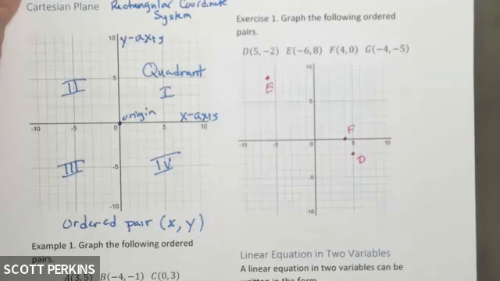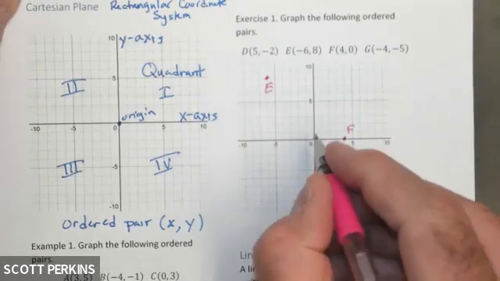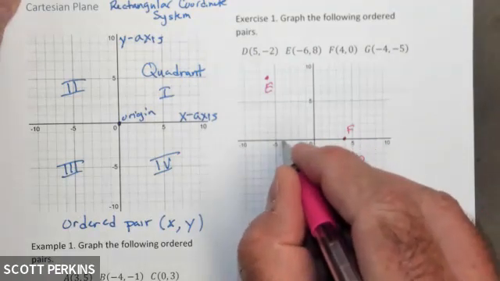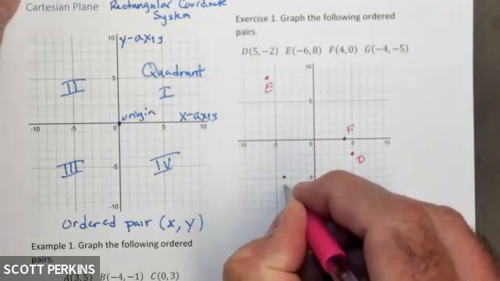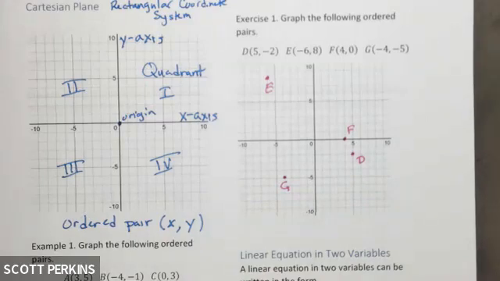And last but not least, G is -4 and -5. So -4 is left 4, -5 is down 5. And so there is point G. Okay. We all comfortable graphing points? We good? Okay, great. That's 50% of graphing a line. You're almost there. Great job.